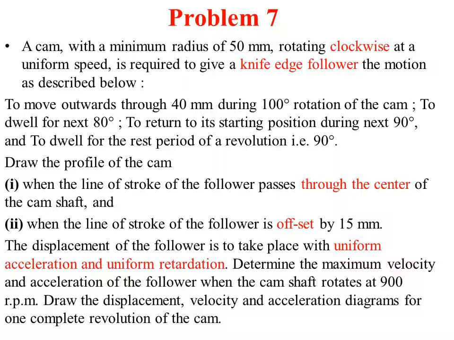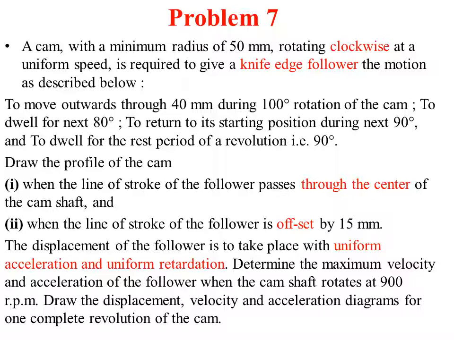50 mm rotating clockwise at a uniform speed, required to give a knife edge follower the motion described below. To move outwards through 40 mm during 100-degree rotation of the cam, to dwell for the next 80 degrees, to return to its starting position during the next 90 degrees, and to dwell for the rest of the period of a revolution, 90 degrees. Draw the profile of the cam when the line of stroke of the follower passes through the center of the camshaft and when the line of stroke of the follower is offset by 15 mm.